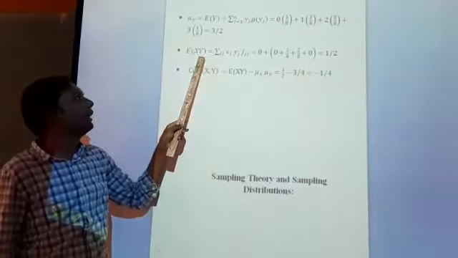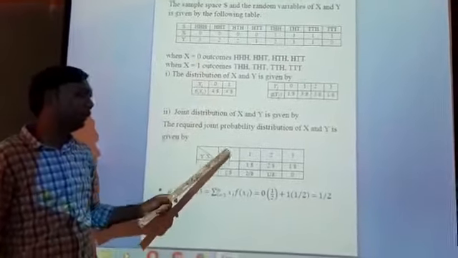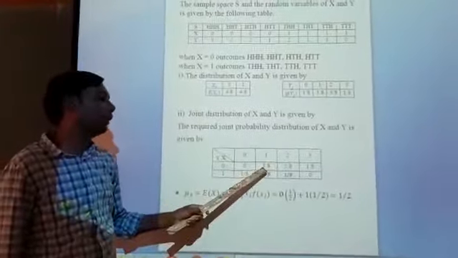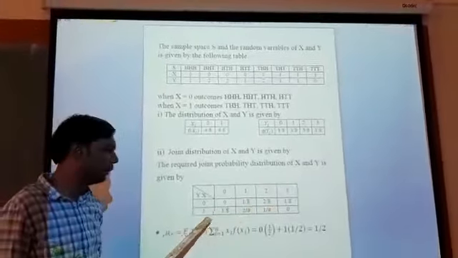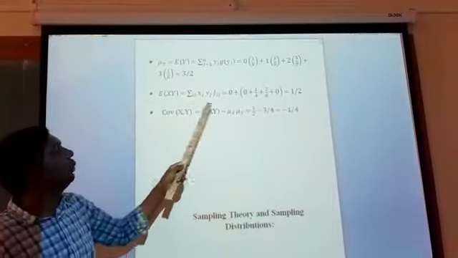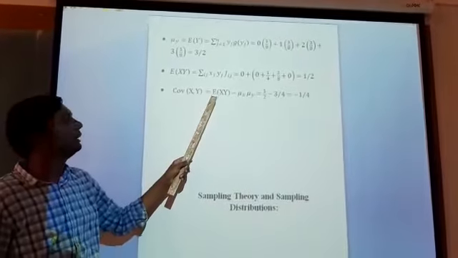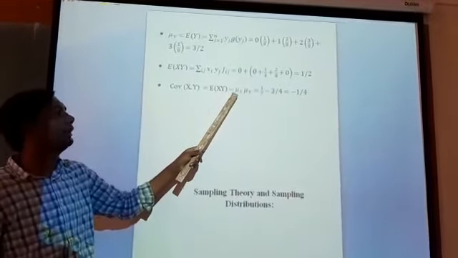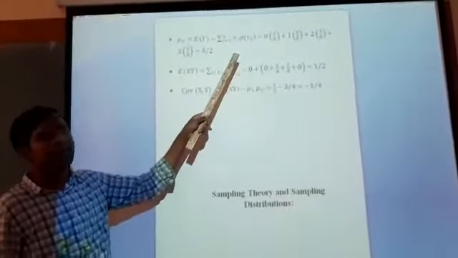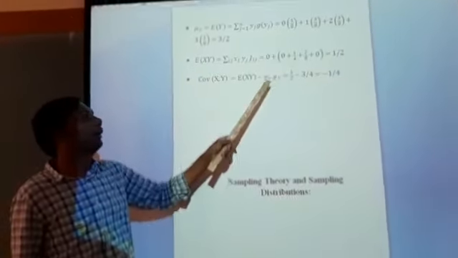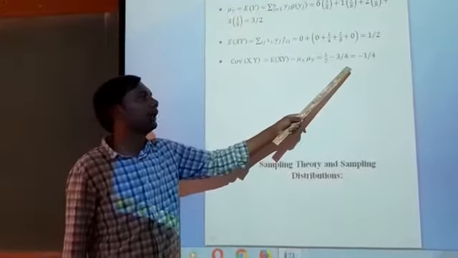Then E of xy, it is from the table. Multiply this: 0 into 0 plus 0 into 1 into 1 by 8 plus 0 into 2 into 2 by 8 plus 0 into 3 into 1 by 8, and similarly for the rest. After simplification, we get 1 by 2. Last, we find the covariance of xy. Covariance of xy is defined as E of xy minus E of x E of y, or mu x mu y. These two values are calculated previously. So E of xy is 1 by 2 minus mu x mu y, already calculated, that is 3 by 4. After simplification, we get minus 1 by 4.